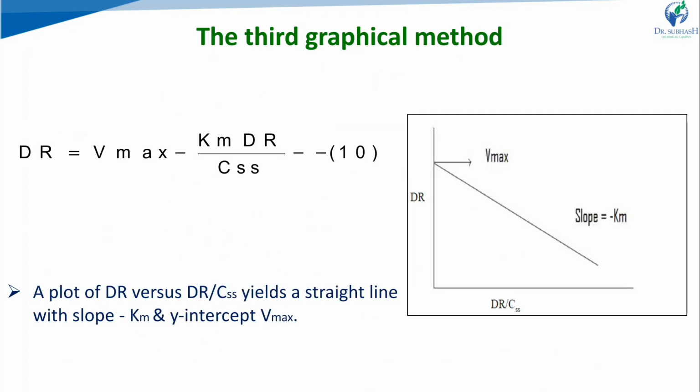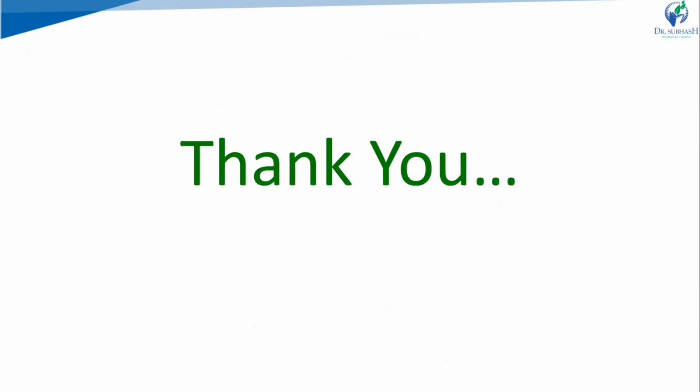And the last one, the third graphical method. In that, the equation for the dosing rate for the estimation of Km and Vmax is DR is equal to Vmax minus Km into DR upon CSS, the steady state concentration. So here we have to go for the plot of DR versus DR upon CSS, which yields a straight line. From the slope we find minus Km, and from the y intercept we can find Vmax. So this is the non-linear pharmacokinetics we have to see.